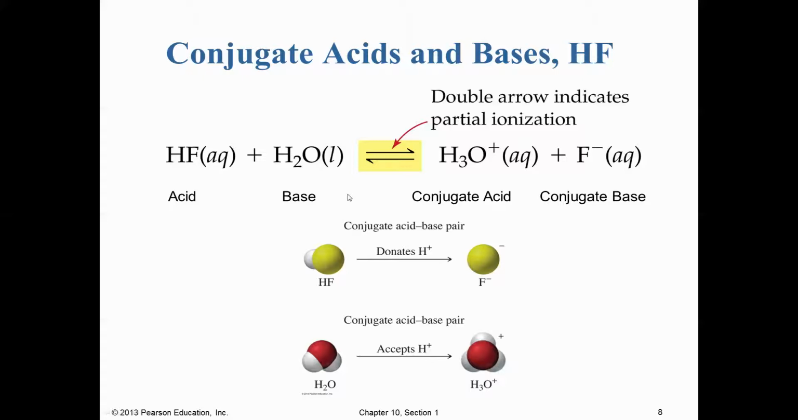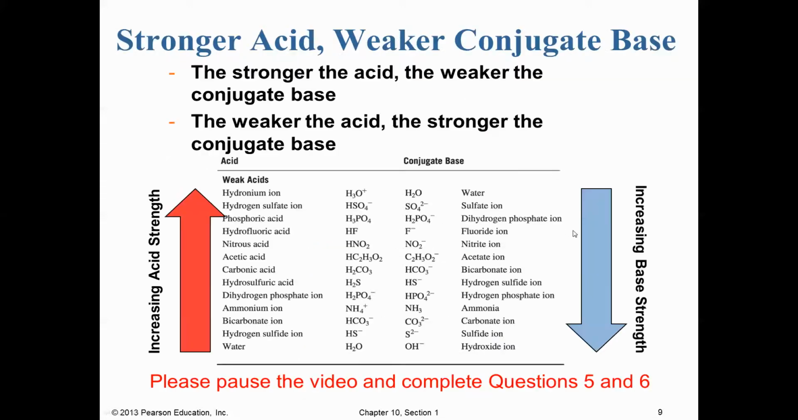HCl, by comparison, is a strong acid, and HCl has a chloride ion as the conjugate base, and that tells us the chloride ion is a very poor proton acceptor. It's not a very good base, because, again, the stronger the acid, the weaker the conjugate base.